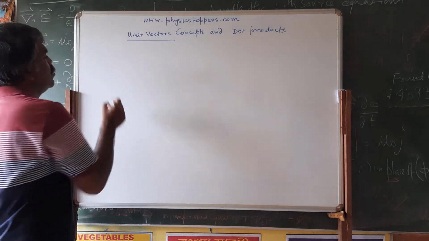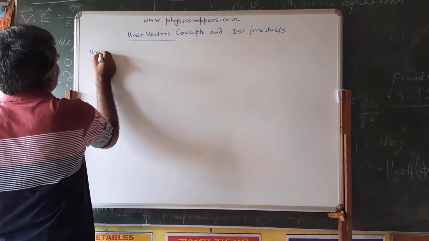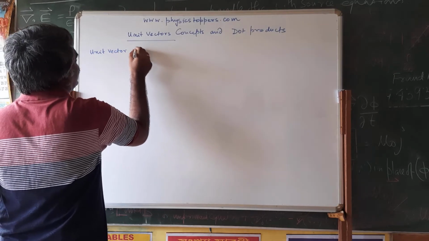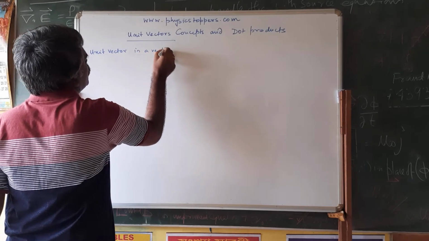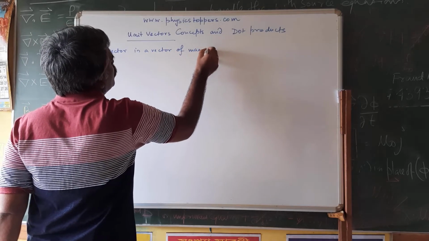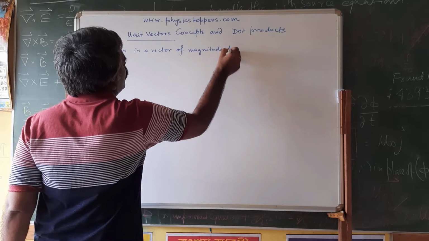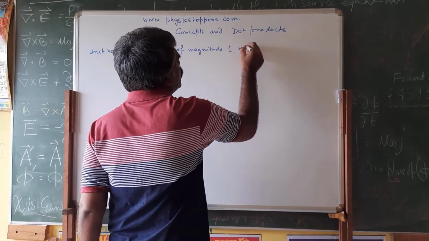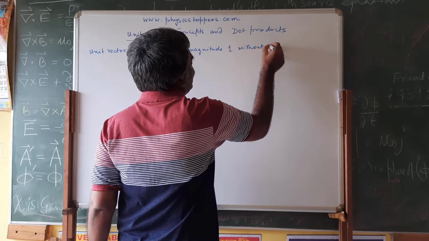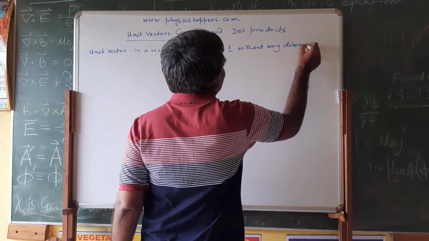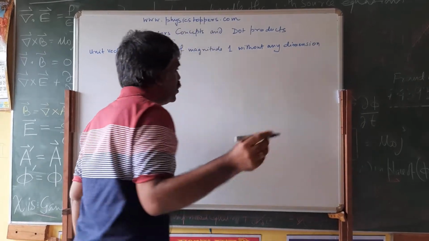Unit vector is a vector of magnitude 1 without any dimension. I'll give you an example.